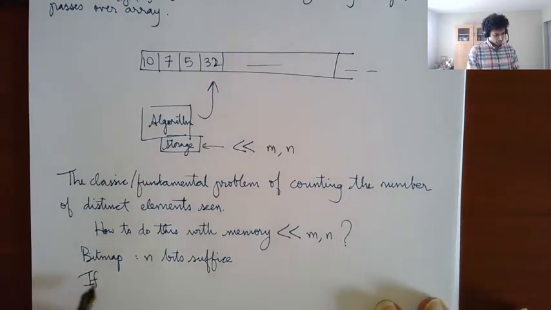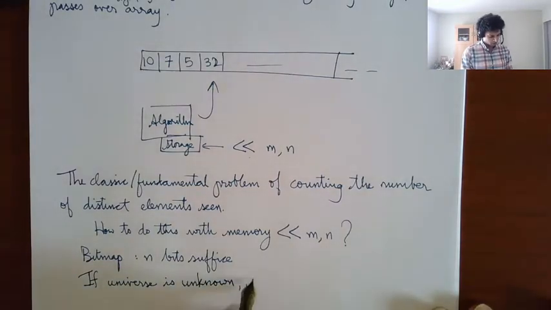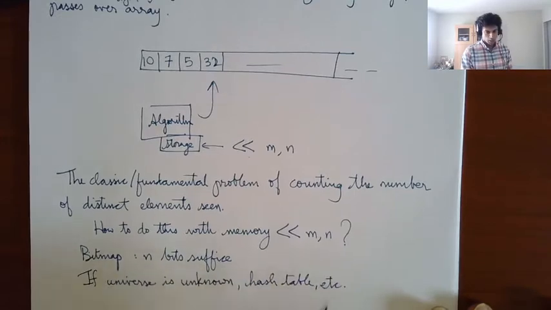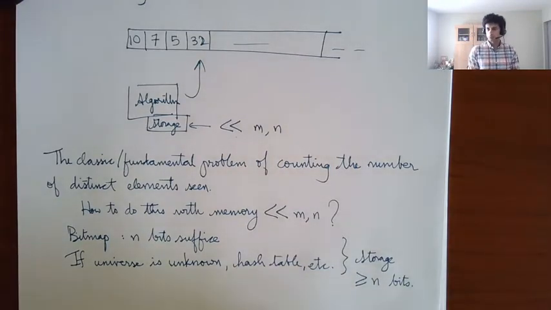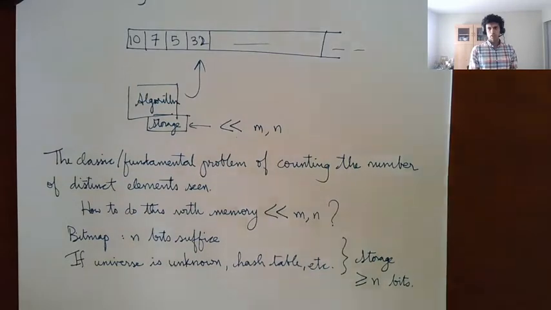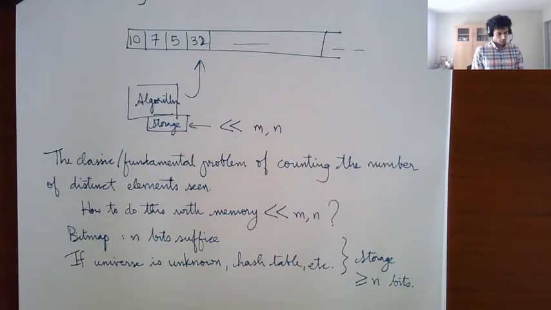And if the universe is unknown, then you could try to do some kind of hash table, some data structure. But fundamentally, the storage here will be at least n bits. The question is, can you do better? And as we discuss this, we're going to try to count things at the bit level, because that is going to be important for the analysis and the applicability of these algorithms.